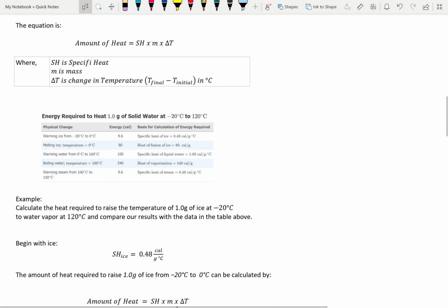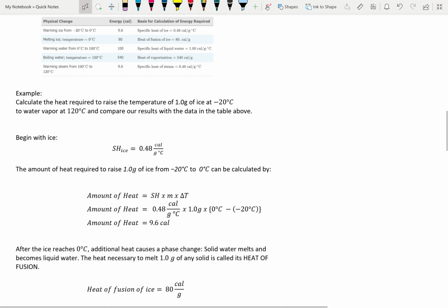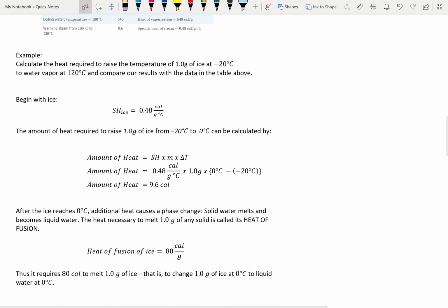Our next table here is energy required to heat 1 gram of solid water at negative 20 degrees Celsius to 120 degrees Celsius. So this is pretty much the picture I went over before. We start off with negative 20 degrees Celsius and we have to heat it up to 120 degrees Celsius. But remember, it's not just one phase that we're changing, there's multiple phases we go through. So let me go over an example for you to understand better.